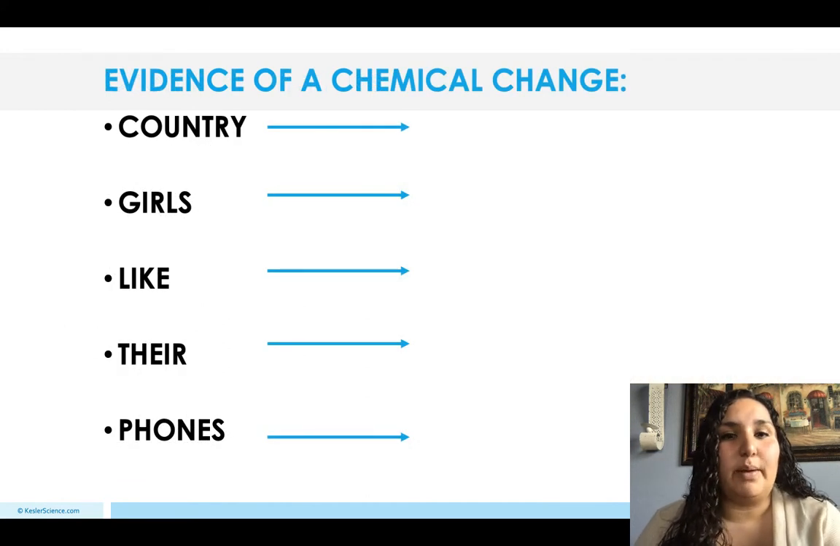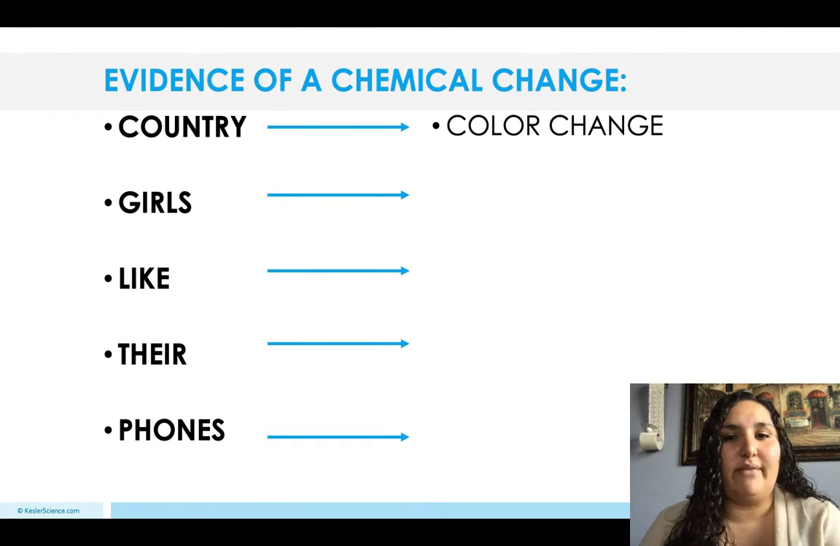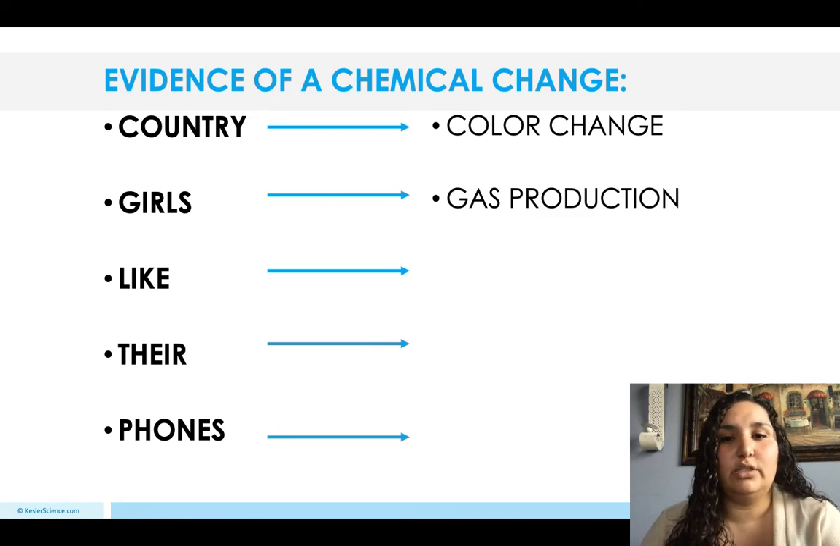For our students, remember that evidence of a chemical change: country girls like their phones. C is color change. So if you have any sort of color change, like with the iron that rusts, that is color change. G is gas production. So if a gas is produced, if you see bubbles, if you hear fizzing. L is light, if you have a spark, if you have fire, if you have an explosion.